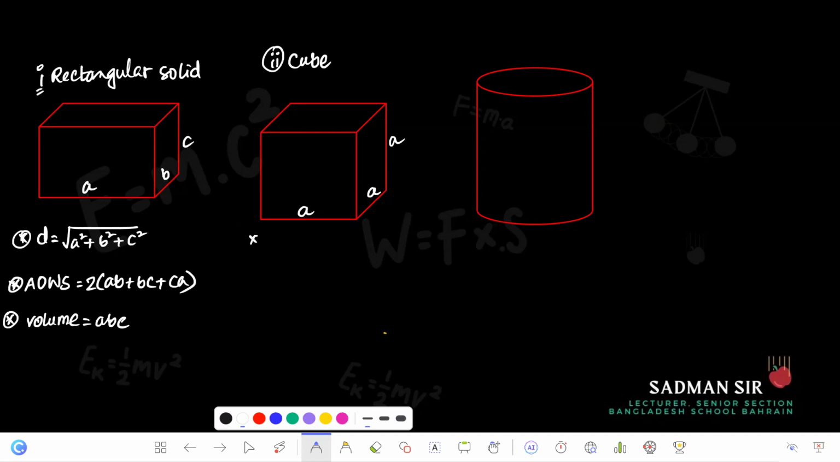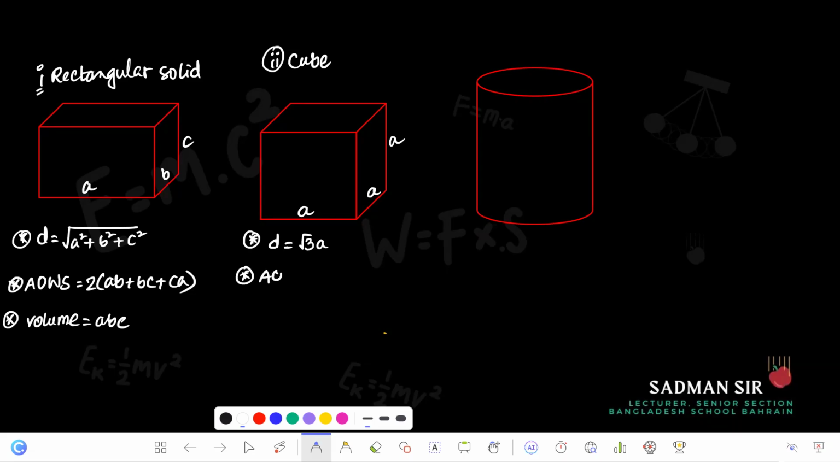Now, the same three quantities we will measure for a cube also. The diagonal D will be root 3 a. This is very simple. In this equation, if you just replace b and c by a, you will get this one: root 3 a. a square plus a square plus a square gives you root 3 a.